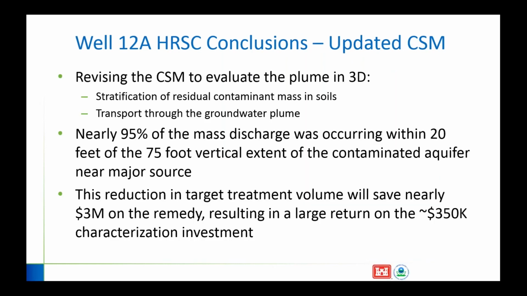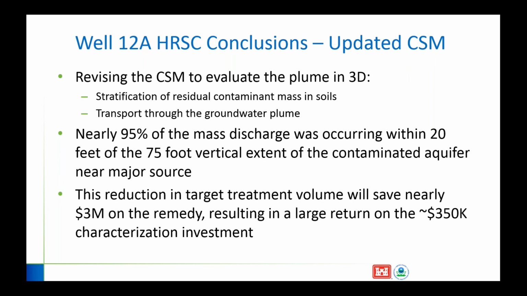So the big message here for purposes of this presentation, we greatly refined the understanding of the site with this one event. Now it was not a cheap event. I didn't explicitly say this, but you couldn't use DPT anywhere out here. This had to all be done with sonic drilling because of the lithology. But as I mentioned, what we found is that nearly 95% of the mass discharge was coming through only about 20 feet out of the 75 to 95 foot zone.